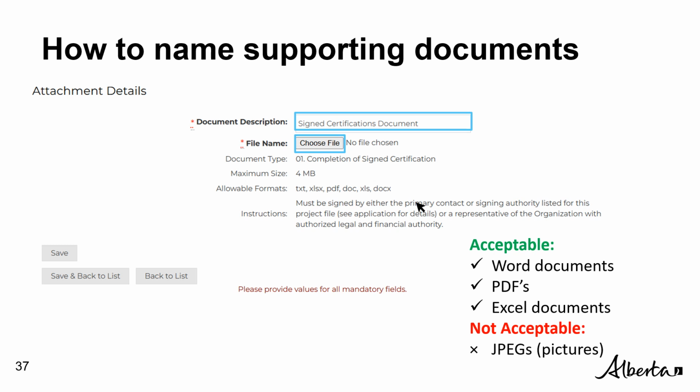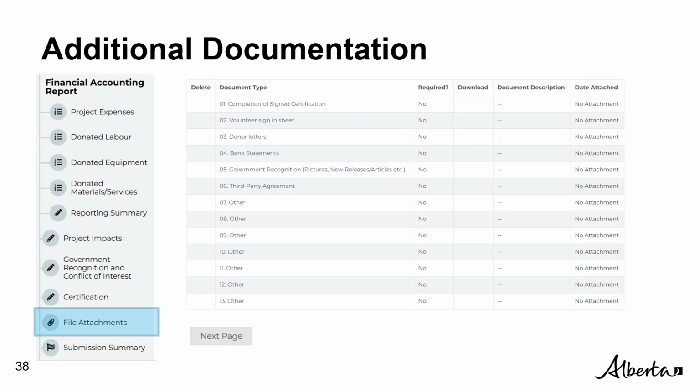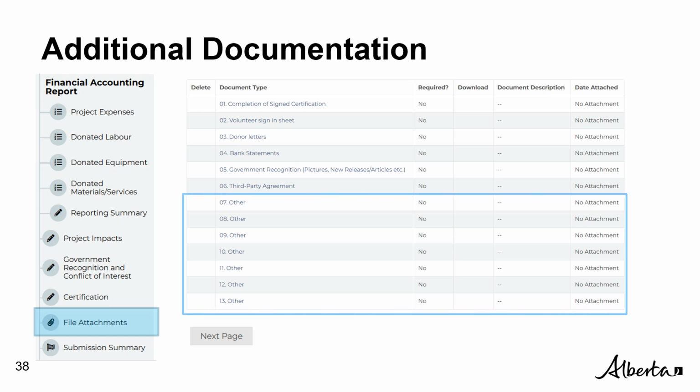Once the file has been uploaded, click on the Save and Back to List button and you will be redirected back to the File Attachments list. Then continue down the list until all required documents to complete your final reporting have been uploaded. If you would like to add any additional supporting documents, such as an explanation document on financials, additional information regarding a program or project, or other information that you would like to include, please use the 7 to 13 attachments.